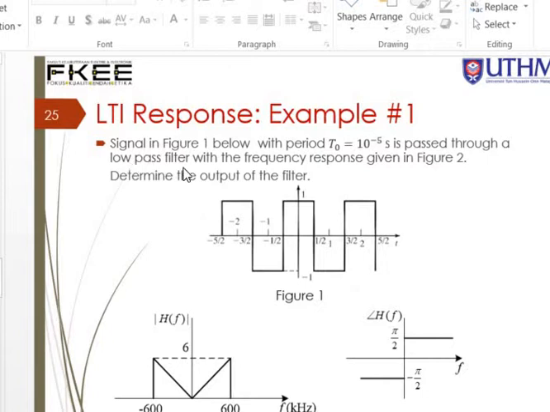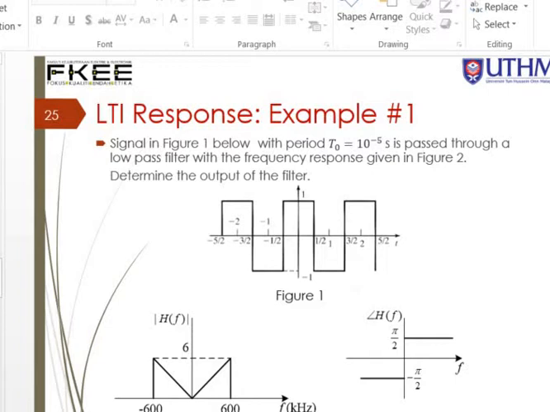Okay, the signal in figure 1 below with the period of T0 equal to 10 to the power of minus 5 second is passed through a low-pass filter with the frequency response in figure 2. So this is figure 2. The frequency response is the amplitude and the phase. It's from minus 600 to 600, and the phase is pi over 2 and negative pi over 2. So you need to determine the output of the filter.